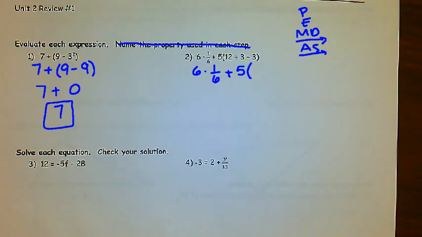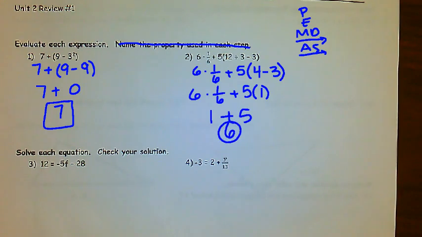So 12 divided by 3 is 4. So we'll carry down that minus 3. Keep carrying this down, just focus on the parentheses. So 4 minus 3 is 1. And then we'll multiply and divide from left to right. We only have multiplying, so 1/6 of 6 is 1 plus 5, so we get 6.